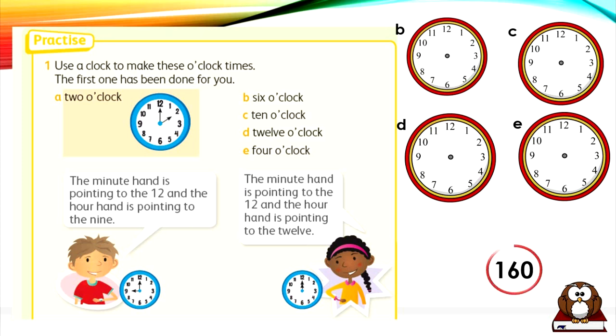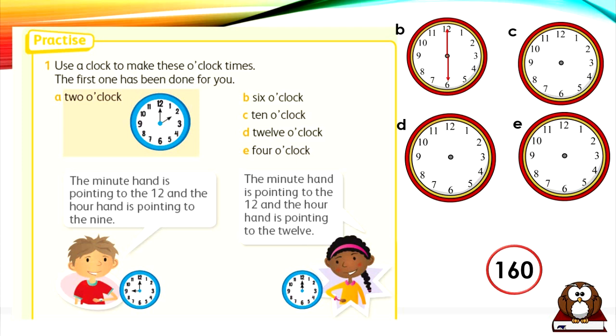Now open page 160. Here we have practice. 1. Use a clock to make these o'clock times. The first one has been done for you. 2 o'clock. The small hand is on 2 and the big one is on 12. Okay. B. 6 o'clock. If it's 6 o'clock, the small hand or the hour hand should be on 6. Well done. And the big hand or the minute hand should be on 12.